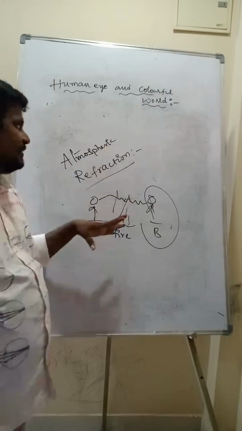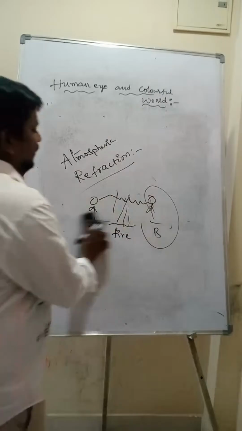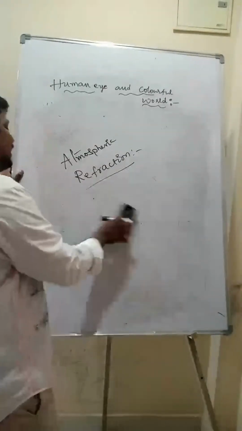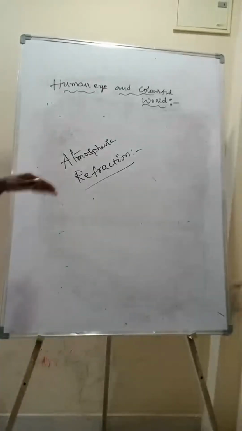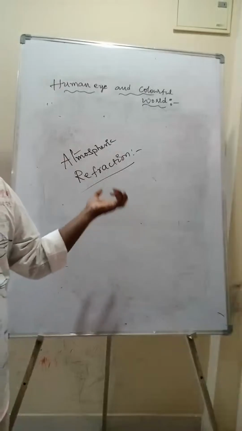This is the lower case, whereas the higher case is stars appearing twinkling, because many refractions take place from the star to the earth. That's the reason it appears to be twinkling.